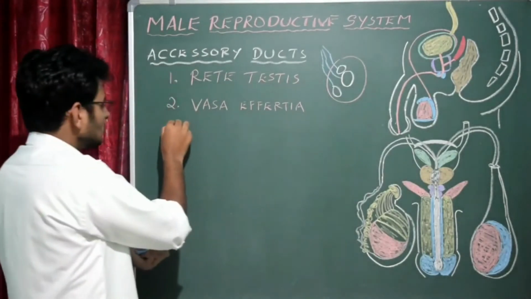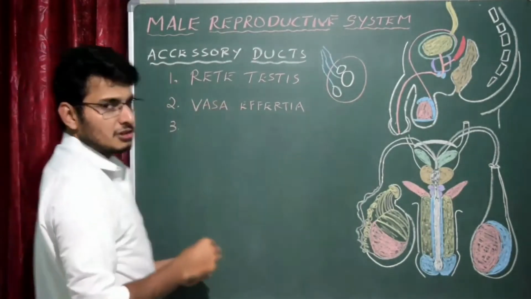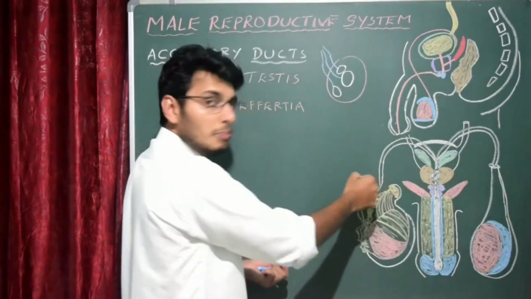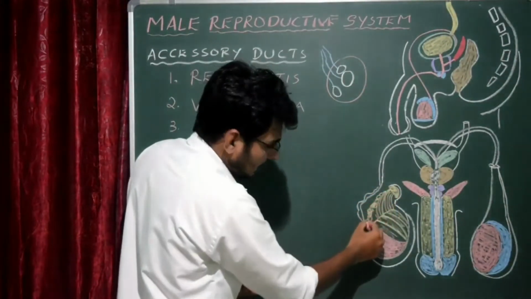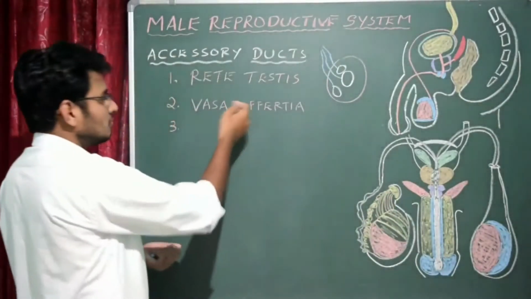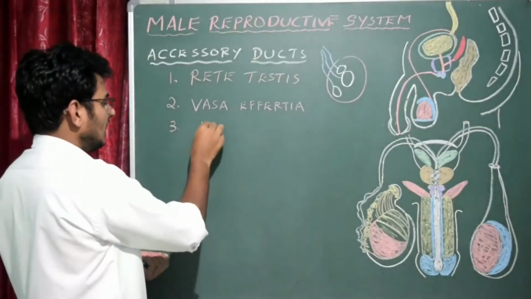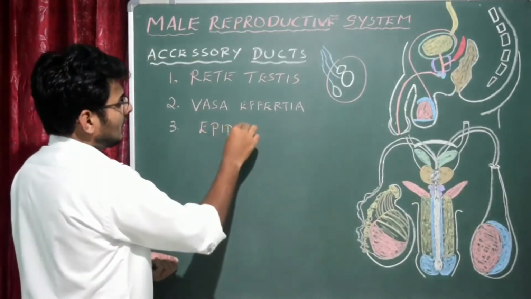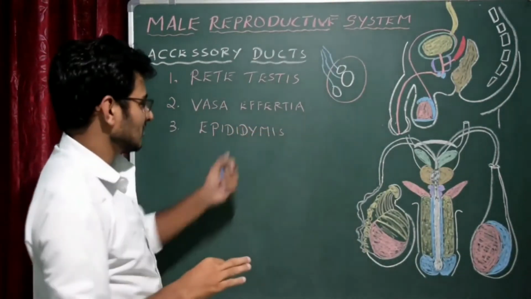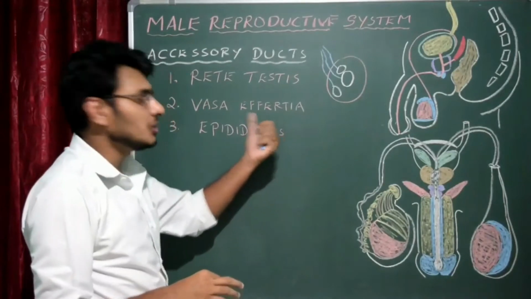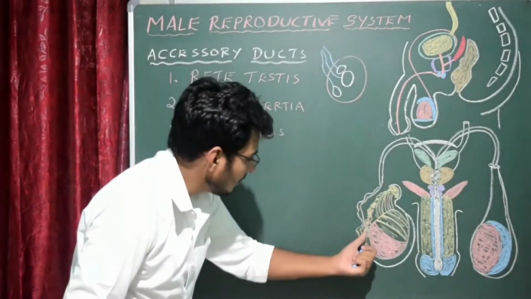I'll just write what happens to the vasa efferentia now. It opens into another big pipe. You could see here, this is the big pipe which comes out of the vasa efferentia. We call it the epididymis. A bit complex term actually. Epididymis is the third pipe system. You could see here, this is the epididymis.